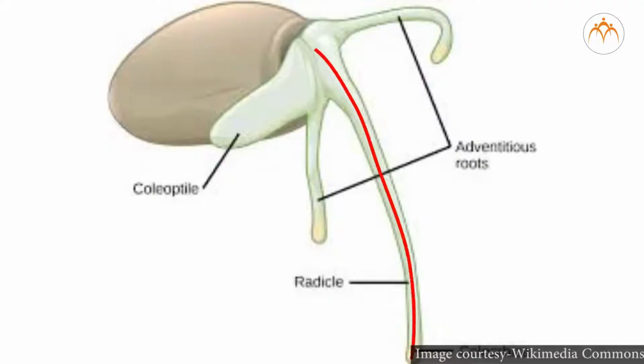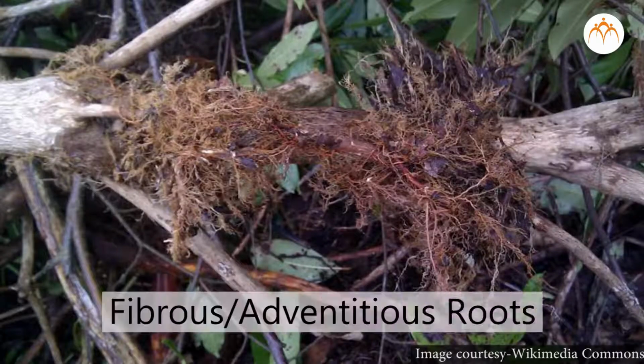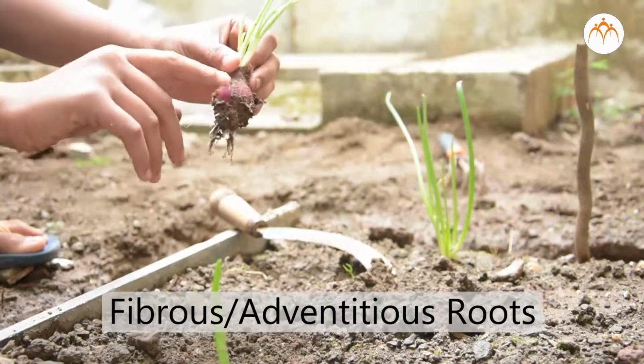Now let us study roots of grass or onion. In these plants, radicle has a short life. Very soon the radicle develops into a bunch of small roots. This is called fibrous or adventitious root system.